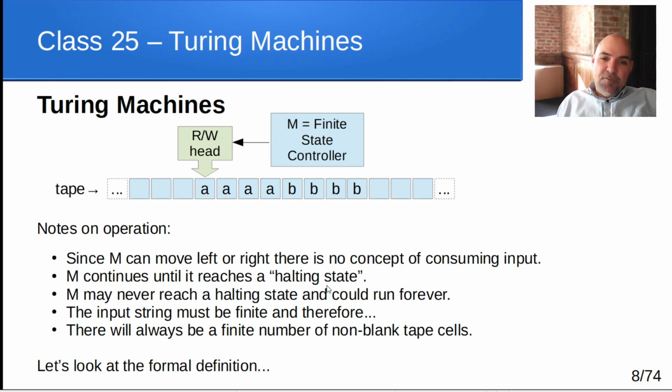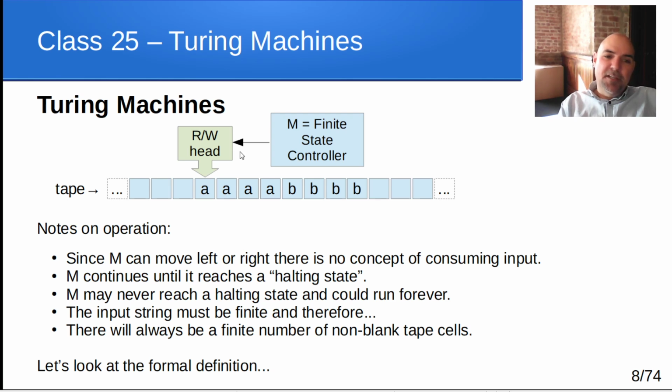So note that it's possible to define a Turing machine that never reaches a halting state. It could run forever. And notice the input string has to be finite, meaning that what this starts with has to be a finite length string, a finite sequence of symbols. That's what the definition of a string is. And so there are always going to be a finite number of non-blank tape cells. We could add more to it and write to the tape, but it's always going to be a finite number of non-blank tape cells. All right, so let's look at the formal definition of this.